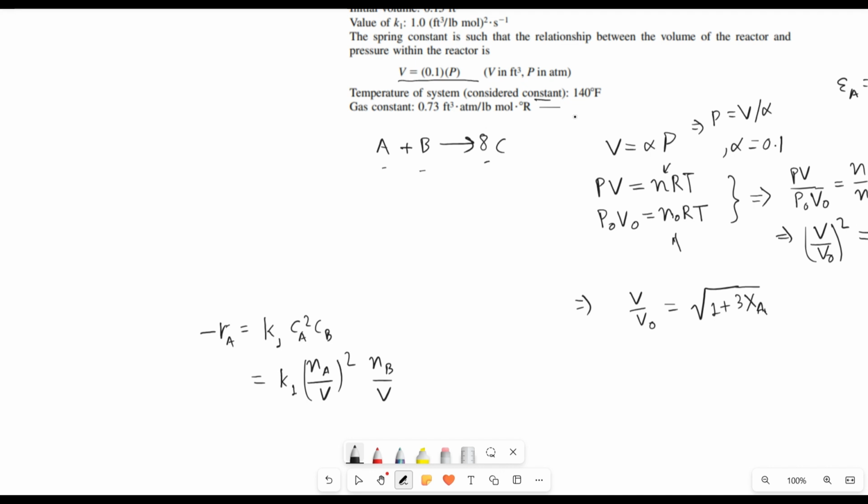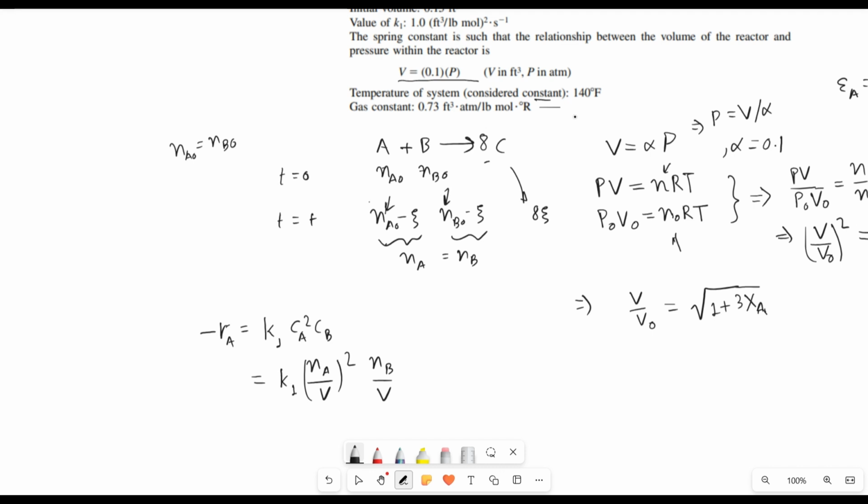Now equal moles are present. Suppose Na naught and Nb naught moles are present. It is said that Na naught is equal to Nb naught. So at t equals 0, and after time t, we have Na naught minus beta, Nb naught minus beta, and C will be formed as beta. Here Na and Nb will be equal, because these two initial quantities are equal.